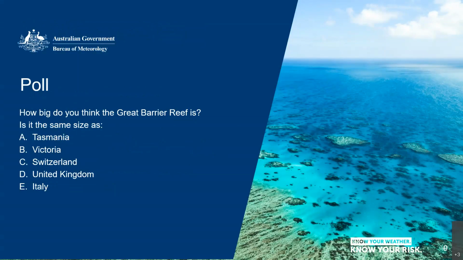But before we get stuck in, we thought we'd do a quick poll. We'll be talking about the Great Barrier Reef later in the presentation, but do you know how big it is? The question is, how big is the Great Barrier Reef? Is it A, the same size as Tasmania, B, Victoria, C, Switzerland, D, United Kingdom, or E, Italy? While you get your answers in, we'll take a question or two, starting with Sue.